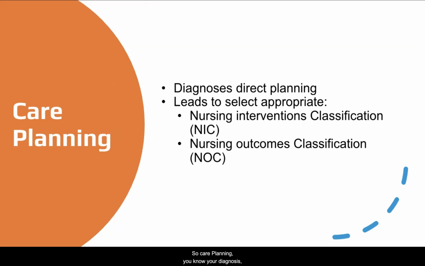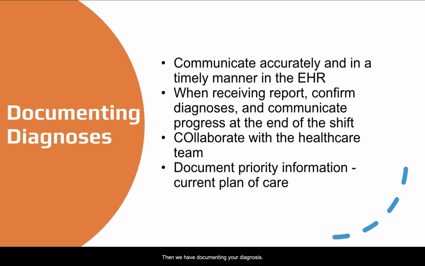Okay, so care planning, your diagnosis, whatever you come up with, is what's going to direct your plan of care. Now that will lead to nursing interventions, using the nursing intervention classification, and nursing outcomes. So your diagnosis is very, very important because that's what's going to lead to everything else. Then we have documenting your diagnosis. Communicate accurately and in a timely manner. Don't delay your charting. Document your nursing diagnosis as soon as you can.